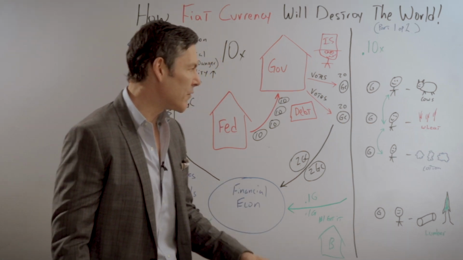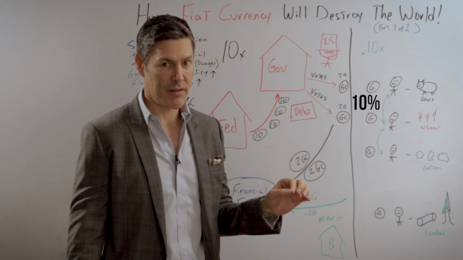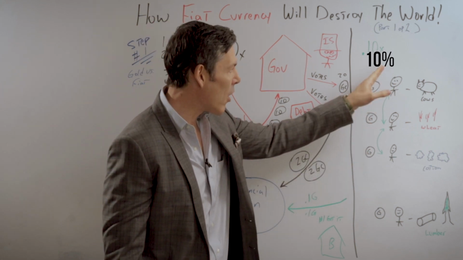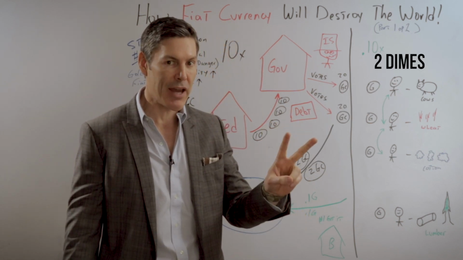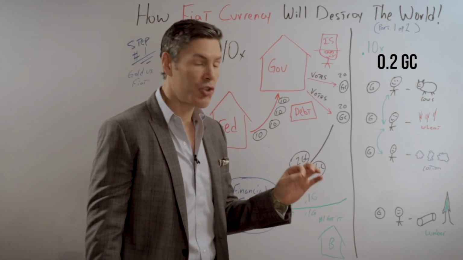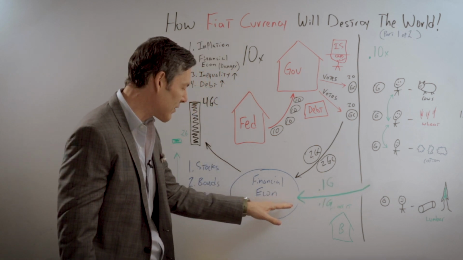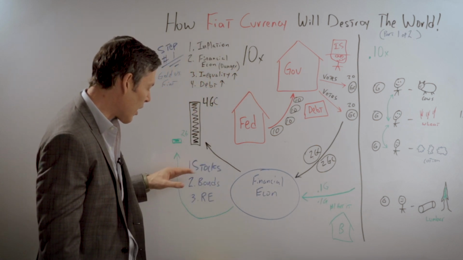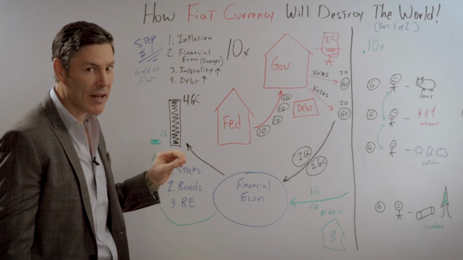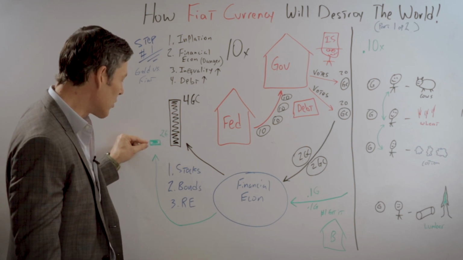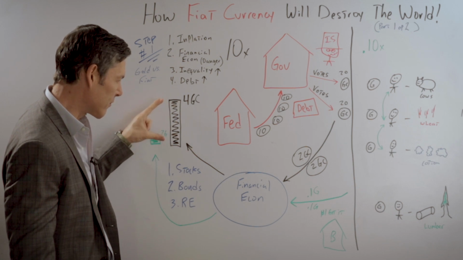But what would have happened if these same 2 farmers wanted to invest 10% of the coins they had in our original example? Well, they each would have taken 2 dimes. That would have been 0.2 coins total. They would have taken those 0.2 coins and invested them into the financial economy, into stocks, bonds, or real estate. But the total size of the financial economy in that scenario would be 0.2 coins instead of 4 coins.